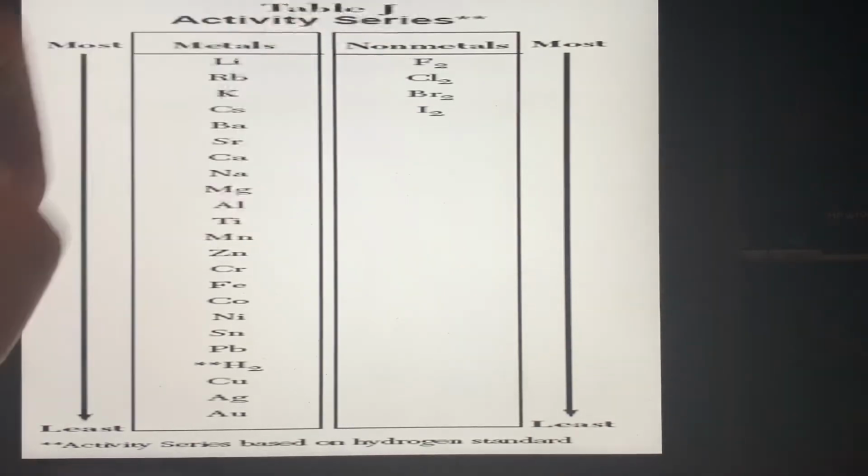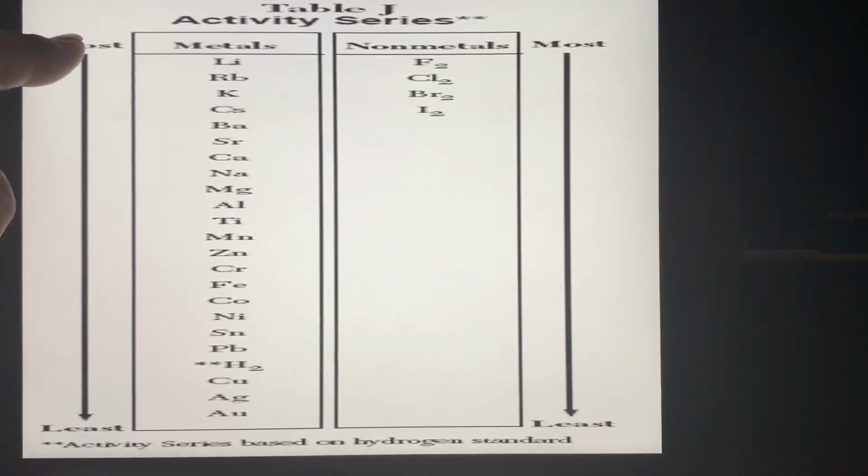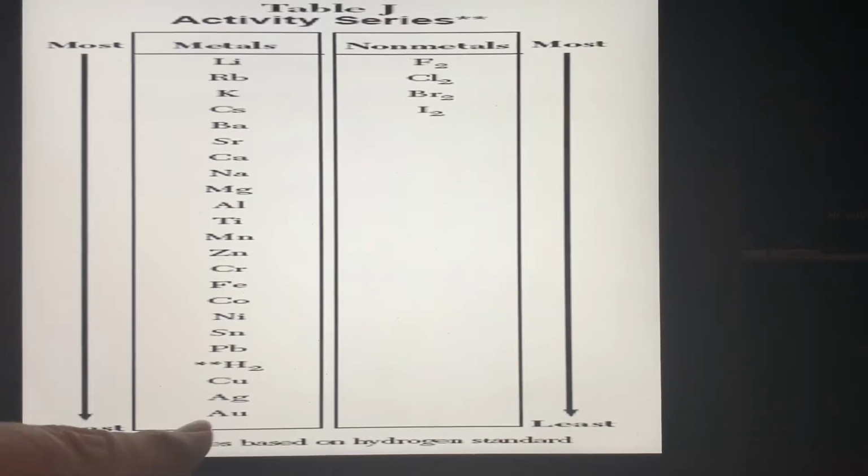Table J says activity series. So basically, the most active metals are at the top, the least active metals in the bottom. Well, if you notice, copper, silver, and gold are at the bottom. Why? Because they have low reactivity. Silver is used in silverware and jewelry, gold is used in jewelry and high-tech electronics. Copper is used in pipes and electricity and everything else. Why? Because it doesn't degrade quickly.